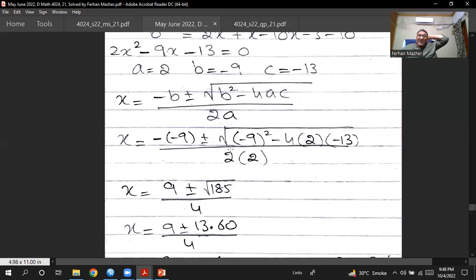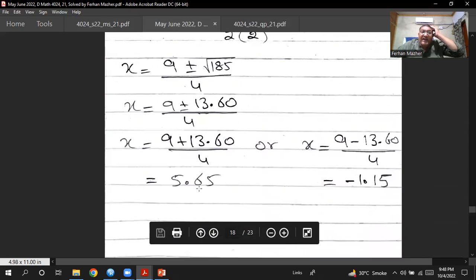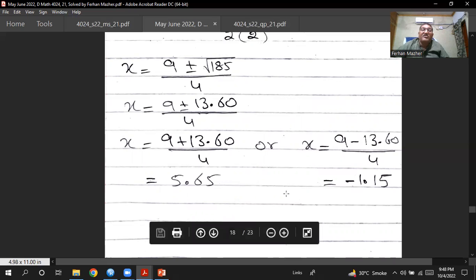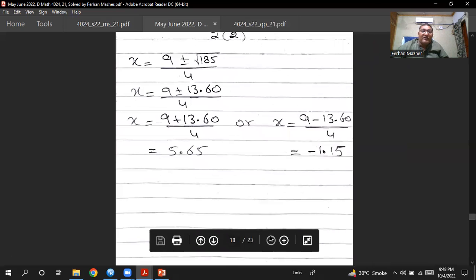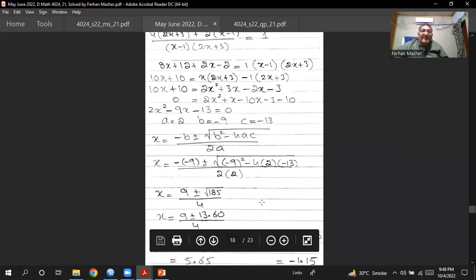So when you enter these values in your calculator, this will be 9 plus or minus the square root of 185, divided by 4. The square root of 185 is 13.60. So there are two possibilities. One is 9 plus 13.60, the whole thing divided by 4. The other is 9 minus 13.60, the whole thing divided by 4. So it will be 5.65, and this will be -1.15. Let me reduce the size so you can see the whole question together.